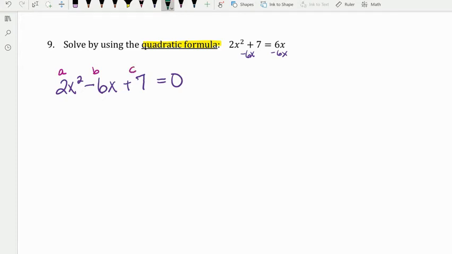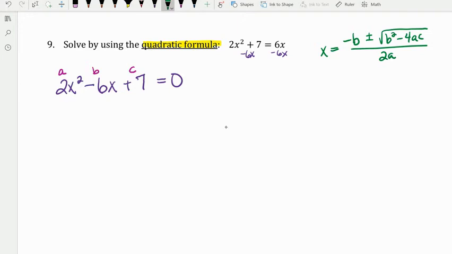So now we're going to plug it into our lovely quadratic formula. Hopefully you've got this down by now. That one is x equals the opposite of b plus or minus square root of b squared minus 4ac all over 2a.